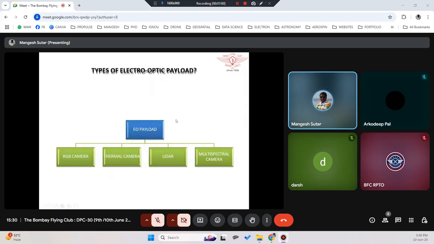So there are multiple types of electro-optics payloads. It could be an RGB camera, a thermal camera, LiDAR, multispectral, or hyperspectral cameras also. All of these are electro-optics payloads.